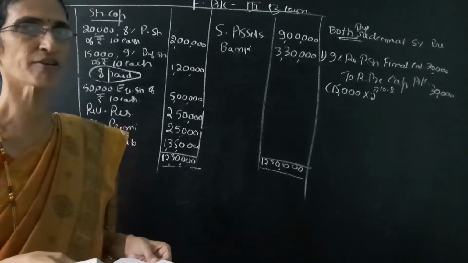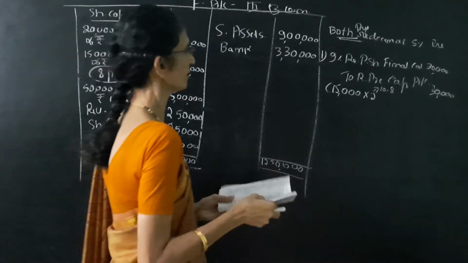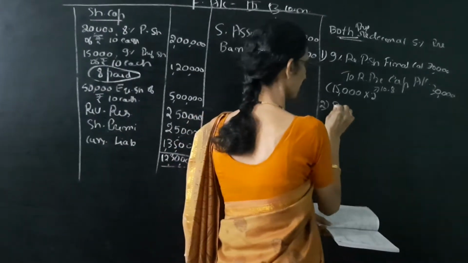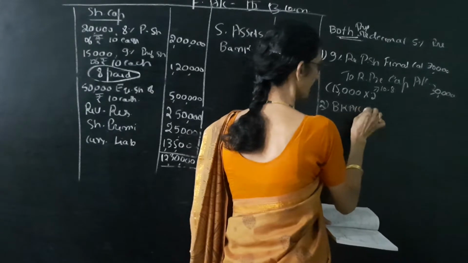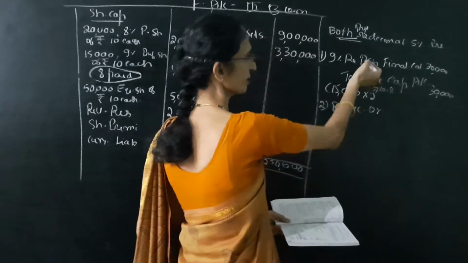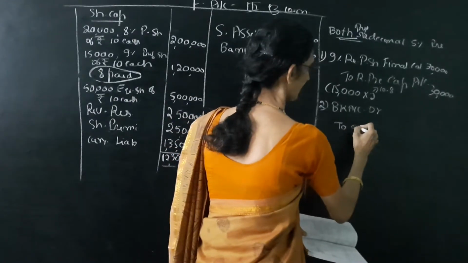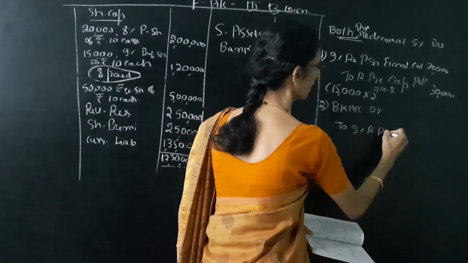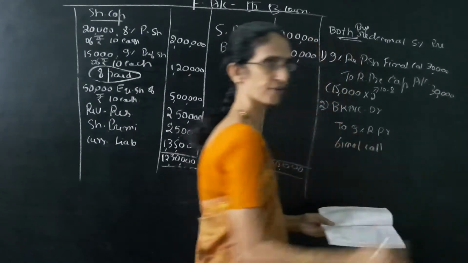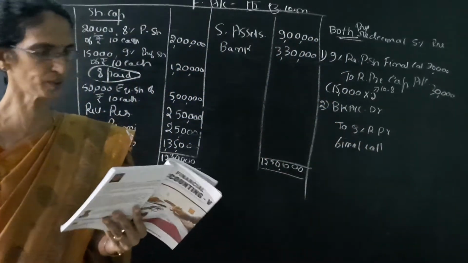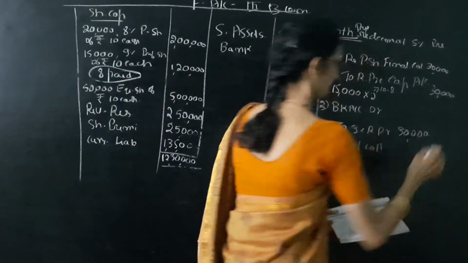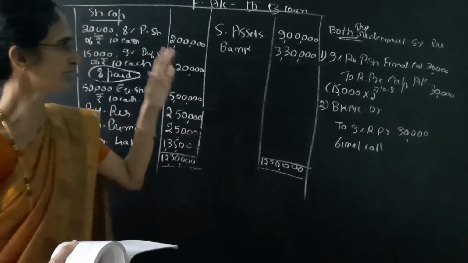Next entry is for final call money receiving. So how to receive the call? When you are receiving the amount, cash comes in, so bank account should be debited. Bank account debit to 9% redeemable preference share final call. We are receiving the final call money of rupees 2 each. Amount is same, 30,000. So this entry is same.